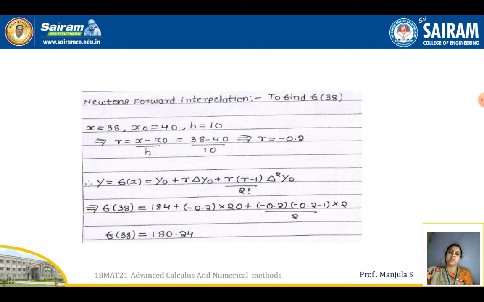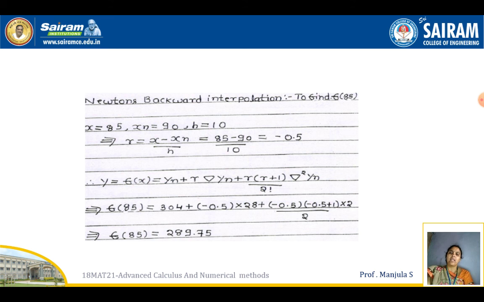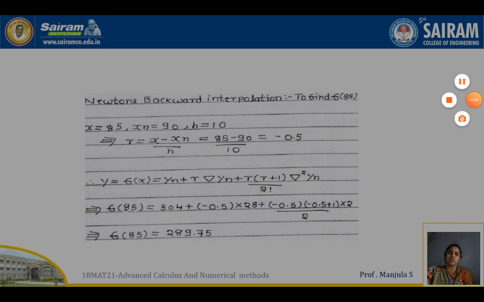After constructing this table, next you see x equals 38 is very near to the first value. Go for Newton's forward difference and the r value will become minus 0.2. You just write the formula and substitute all values. We are getting the value of f of 38 as 180.24. Similarly, the next value x equals 85 is very near to the last value of x. Go for the backward interpolation formula. The r value will become minus 0.5 and you just substitute these values in the formula, so that we get f of 85 as 289.75. So this is our required solution. Thank you.